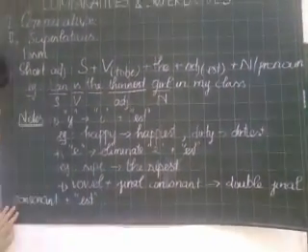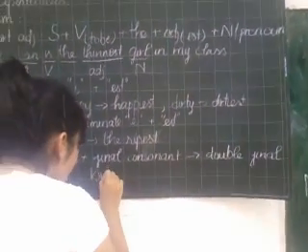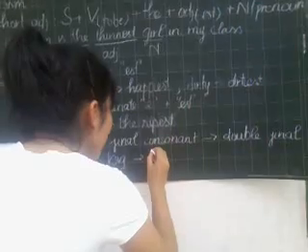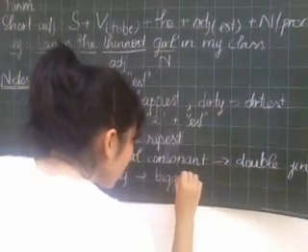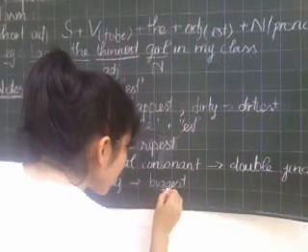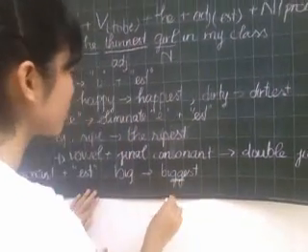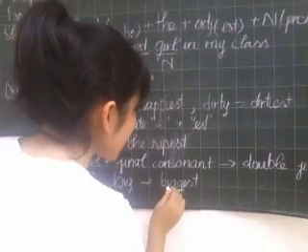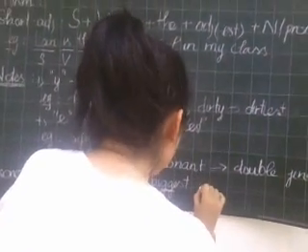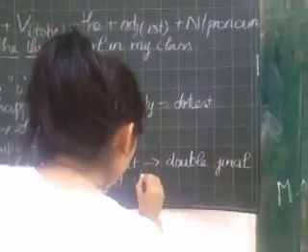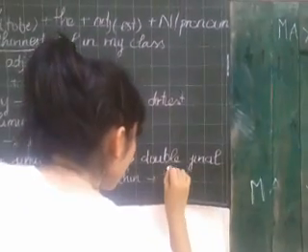For example, we have the adjective big. We change to biggest. We must double the final consonant when before it is a vowel. Or the adjective thin, we change to thinnest.